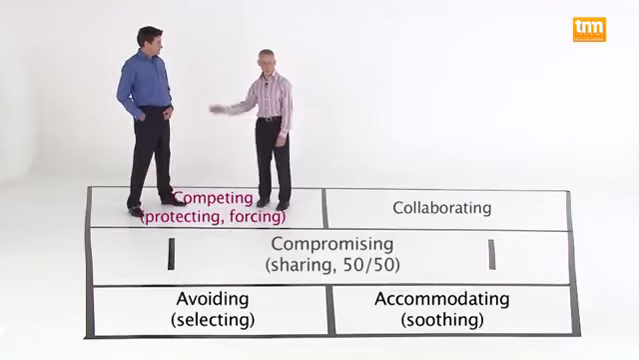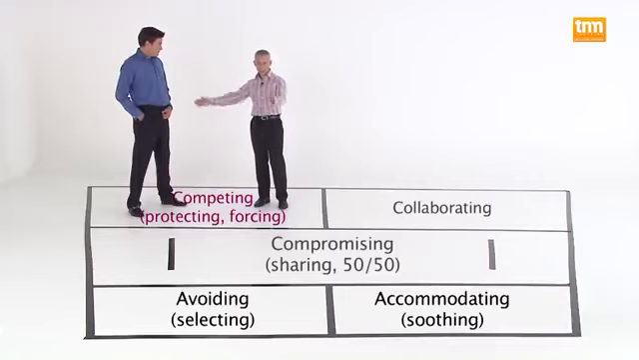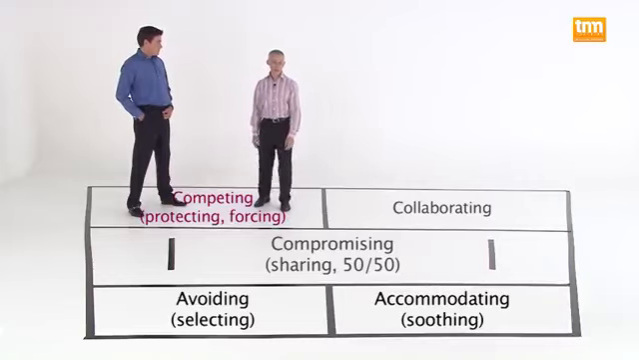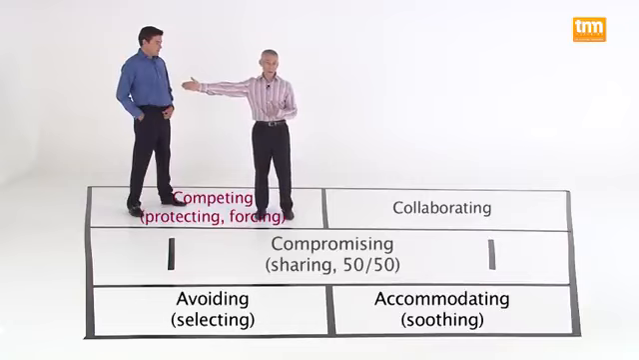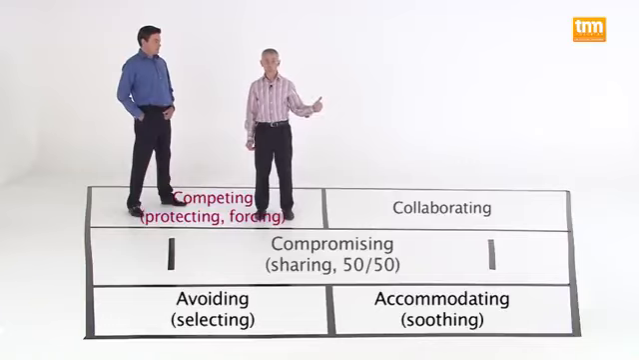Well, the competing grid is highly assertive, not very cooperative, and the benefit to competing is you get your point across quickly and you tell people what you want. The other benefit is that you can actually protect and stand up for the things that you think need protecting. The potential downfall of this, though, is if you only ever compete, people may not want to talk to you because they'll see you as a cold jerk that doesn't deserve talking to.